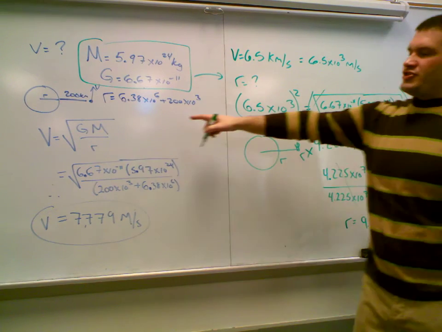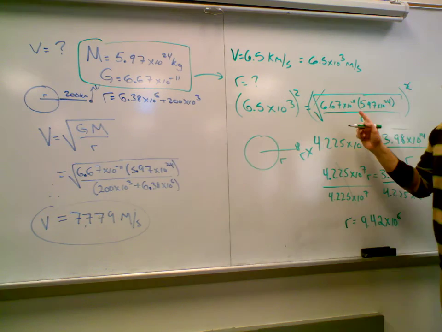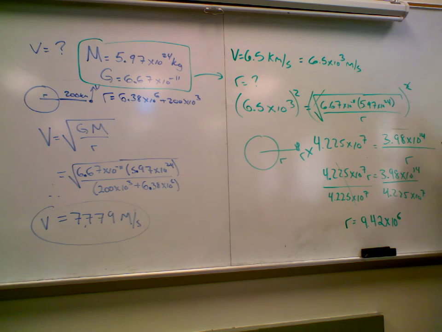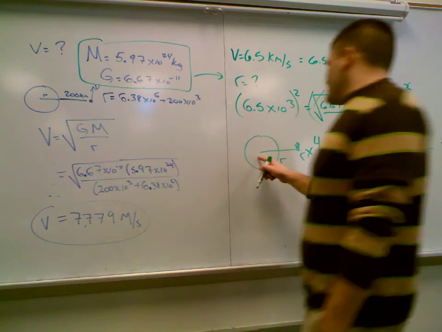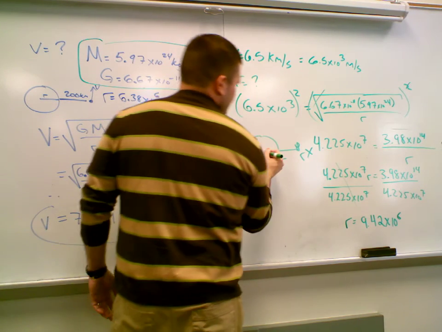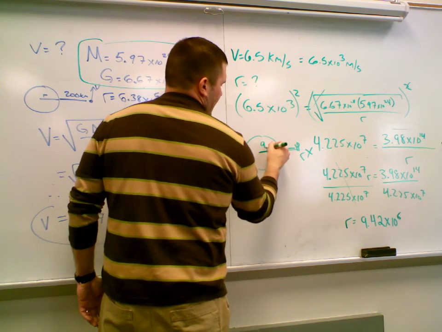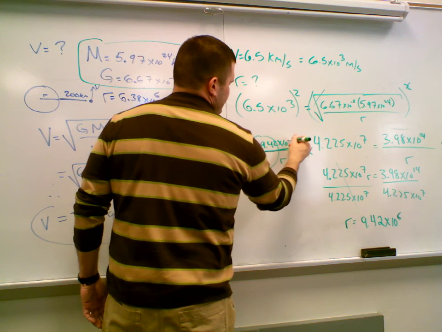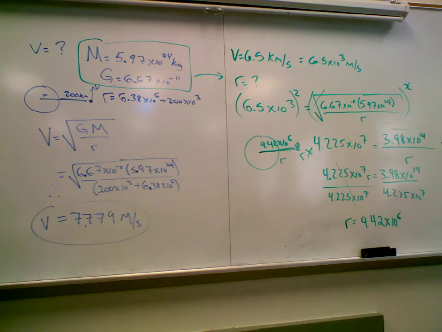We started with this equation and we just plugged in what we knew to solve for r. Then we squared both sides, multiplied by r, and worked our way through it all. Now, is this the answer? Is the satellite that far above the surface of the Earth? No, it's from the center of the Earth. This whole radius is 9.42 times 10 to the 6th. If we want to find the height, we have to subtract the radius of the Earth.